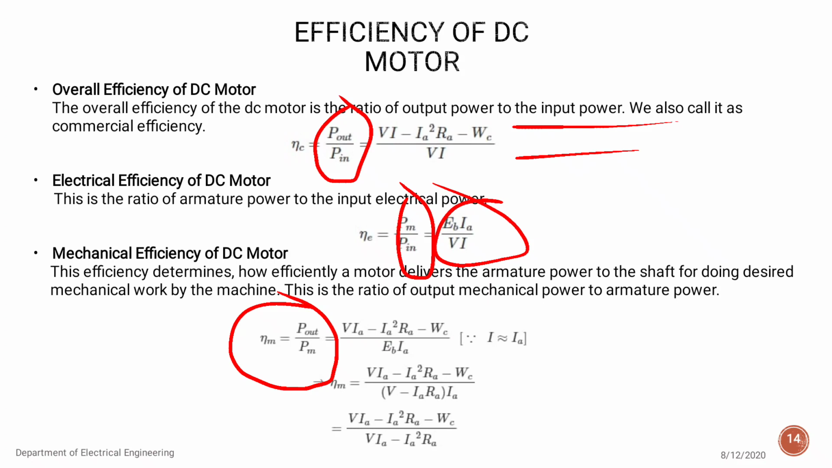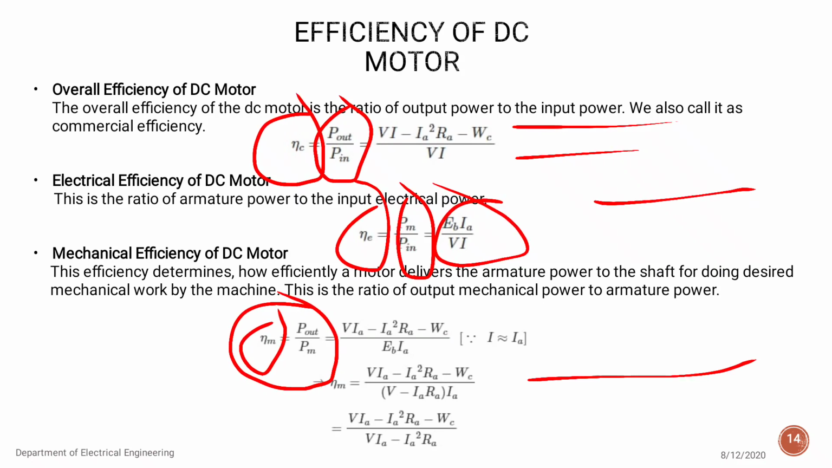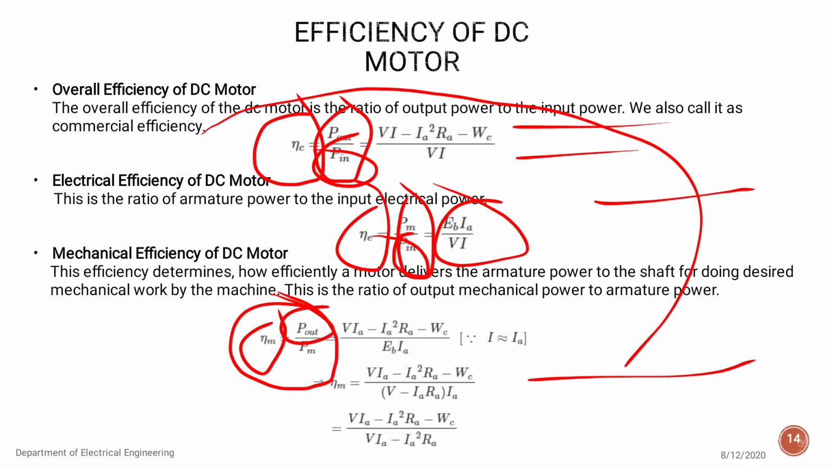Now you can see one thing, whenever efficiency is written, overall efficiency is denoted by NC, electrical efficiency by NE, and mechanical efficiency by NM. So do not get confused. All are efficiencies, but once you find out the electrical efficiency and mechanical efficiency, it is much easier to find the overall efficiency. Why? Because in electrical efficiency, whatever the input is, P in, that will be here P in, and whatever the output in mechanical efficiency is, that will be here as P out.